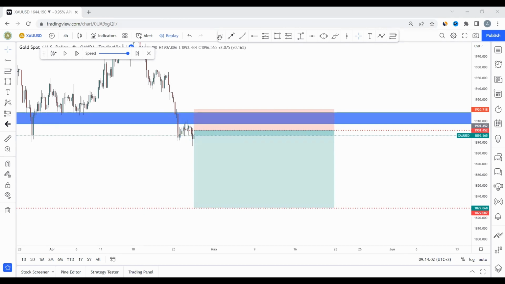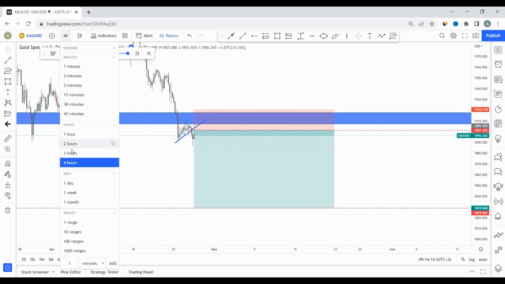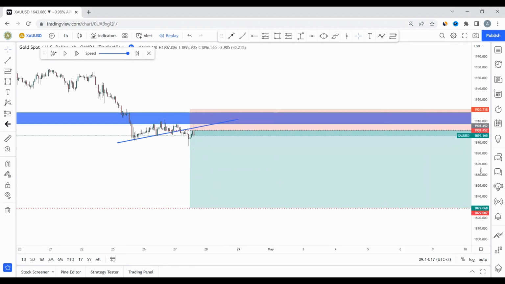And then alternatively, you can also have a counter trend line here. Now, when the market breaks through it, this is also another confluence that you can have, right? Now, when you go to a smaller time frame, like H1, you'll actually see that we had a trend here, a trend line.